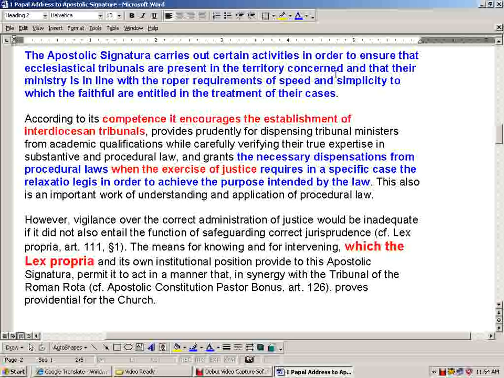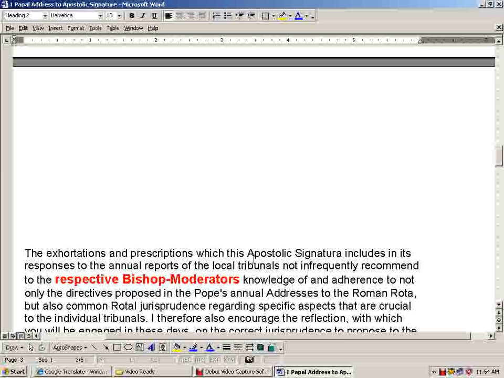According to its competence, it encourages the establishment of interdiocesan tribunals. The necessary dispensations from procedural law, where the exercise of justice requires in a specific case the relaxatio legis, relax the law, basically, in order to achieve the purpose intended by the law. And this was laid out in this thing called the lex propria. We'll get into that a little bit more here in a second.